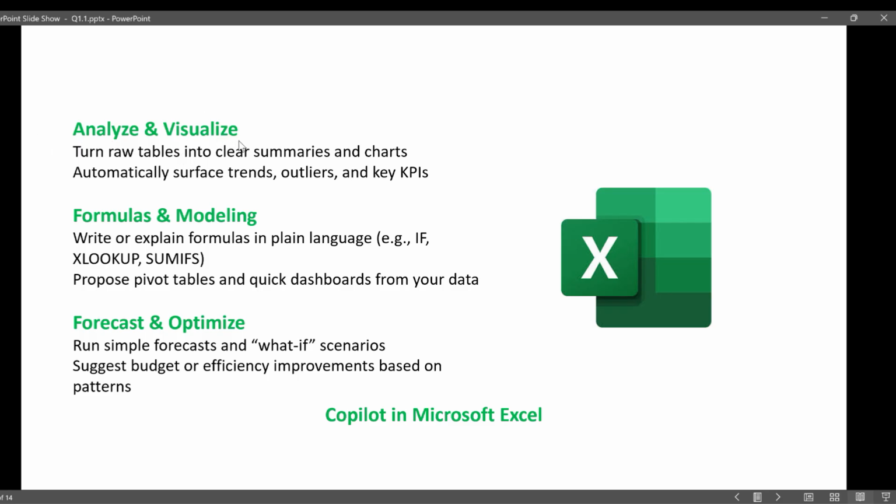You can ask your questions in plain English, such as, "Summarize the sales trends by region over the past year," or "Show me which product categories had the biggest growth." Copilot can automatically generate summaries, tables, and charts, surfacing key trends, outliers, and KPIs without you having to build complex formulas yourself.